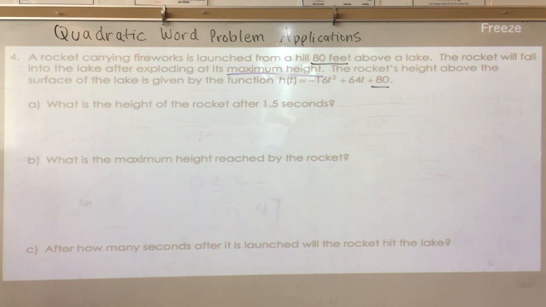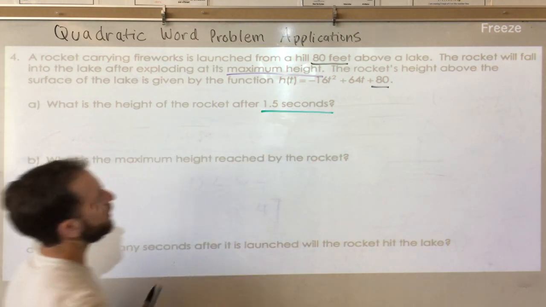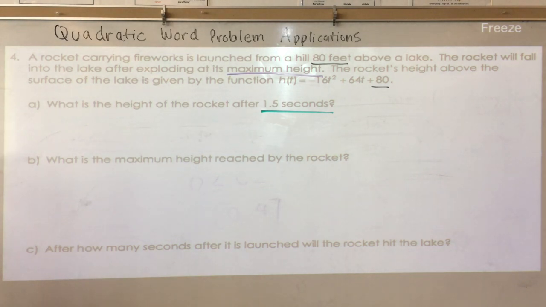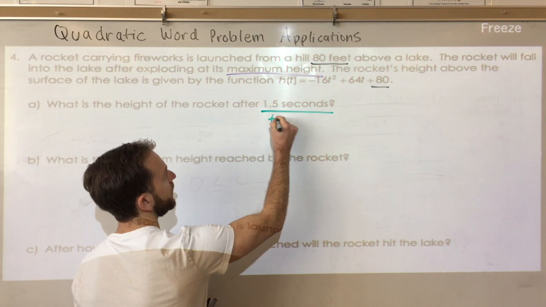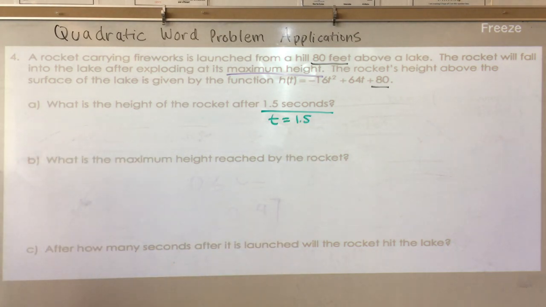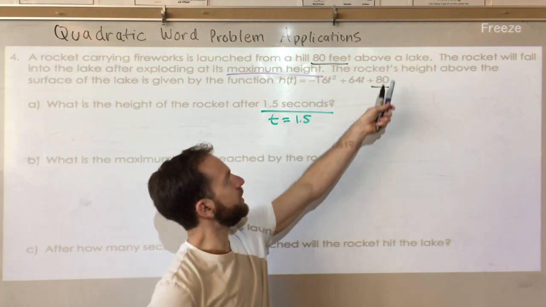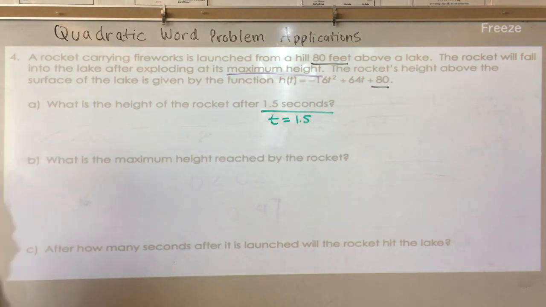So what is the height of the rocket after 1.5 seconds? Remember, our seconds are being measured in terms of time, t. So what we really want to do is plug in 1.5 for our value of t. So let's go ahead and plug in 1.5 into this equation, and you should get your answer.